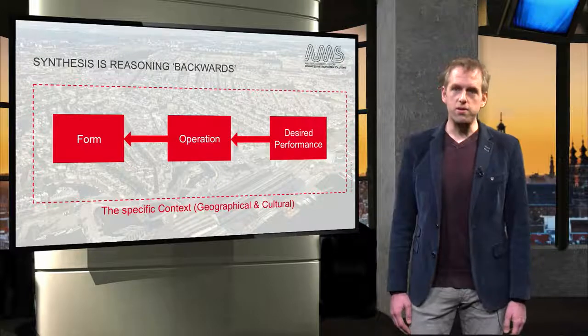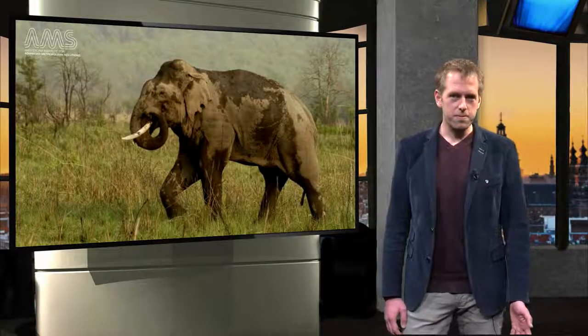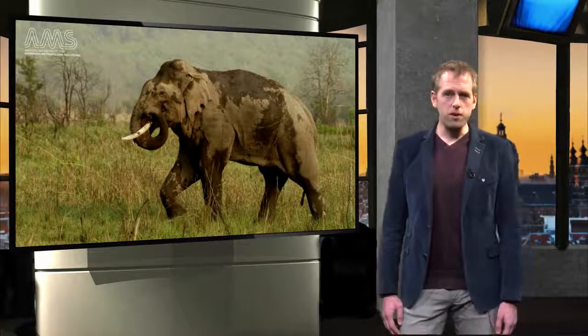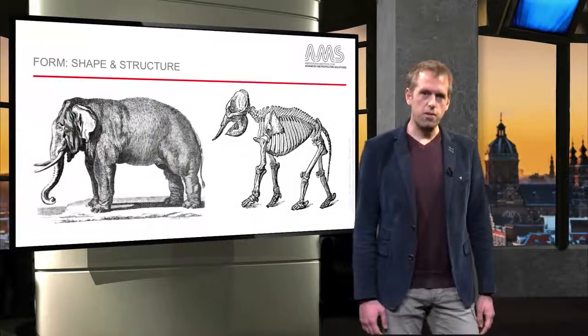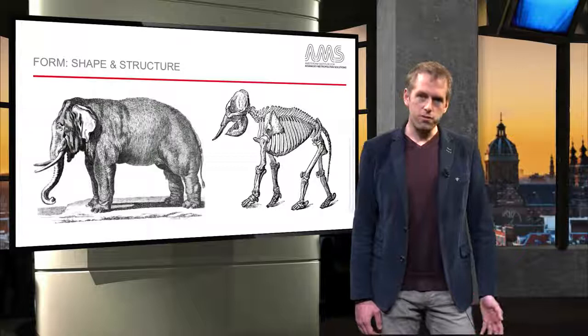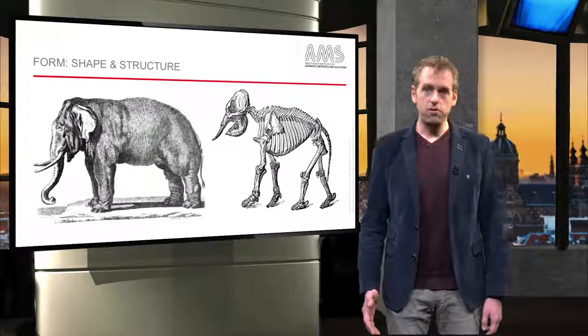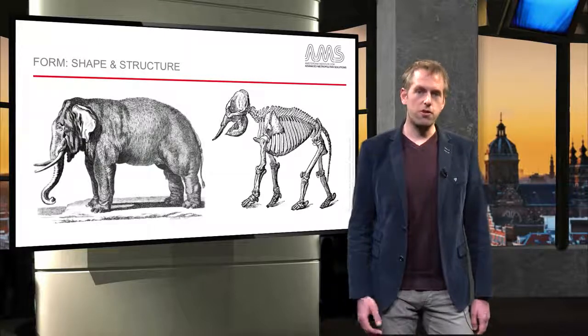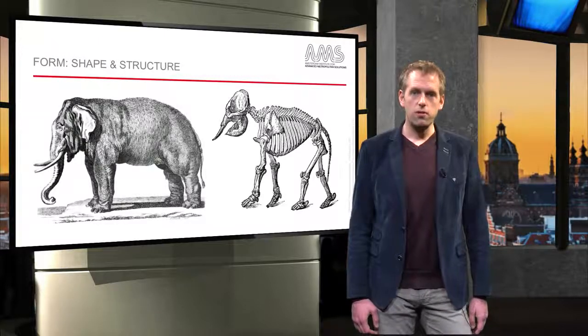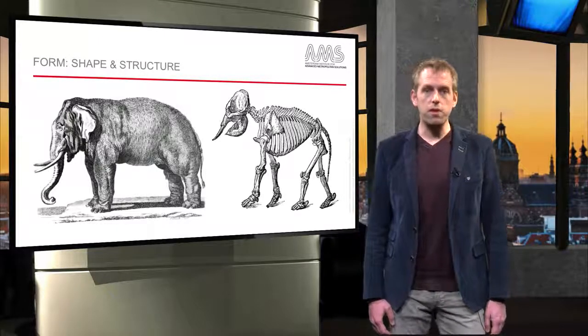Let me illustrate these elements by using a metaphor of an elephant. Form is about both the shape and structure of the elephant. On the left, you see the overall shape. The image on the right shows the underlying structural features of the elephant. So there are various ways of defining form.